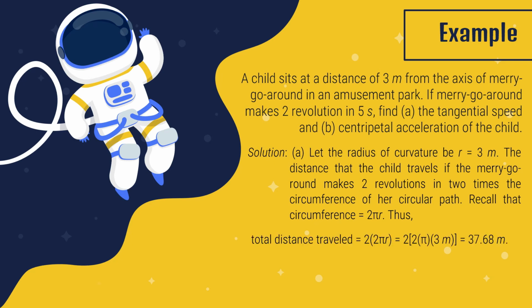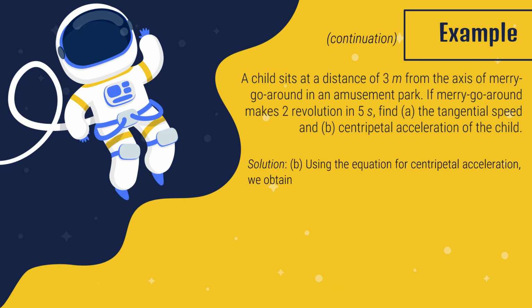Thus, the total distance traveled is equal to 2 times 2 pi r, which is equal to 2 times 2 pi times 3 meters, which yields 37.6800 meters. We now have v, which is equal to the total distance traveled over time. We now have 37.6800 meters over 5 seconds, which yields 7.5400 meters per second. Using the equation for centripetal acceleration, we obtain a sub r is equal to v squared over r. Substituting the obtained values, we have 7.5400 meters per second squared over 3 meters, which is equal to 18.7500 meters per second squared.